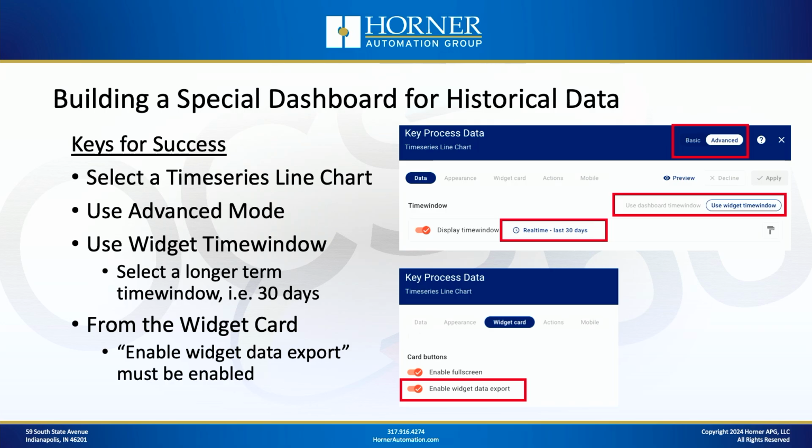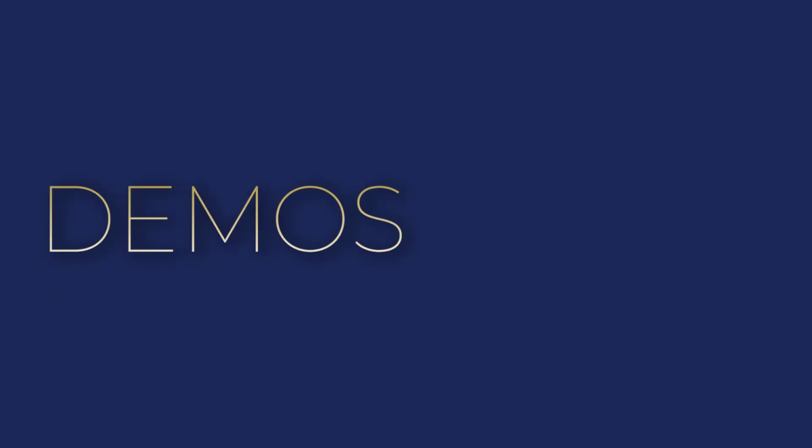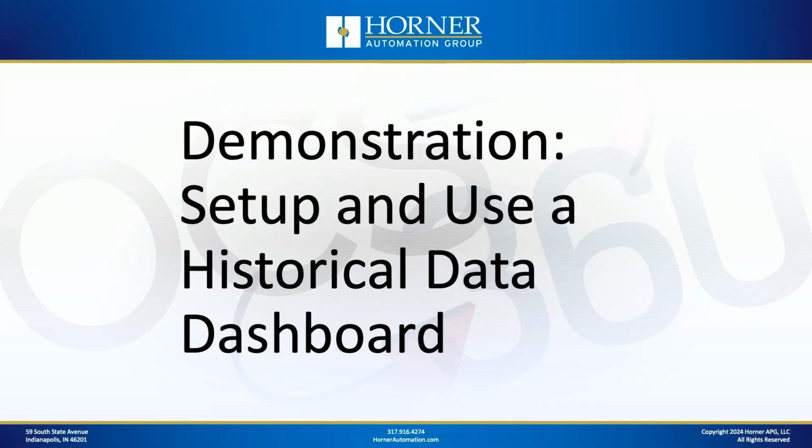All right. And then from the widget card control, or tab, if you will, you're going to want to make sure as you scroll all the way down that enable widget data export has been enabled. So those are kind of the keys to success as you set up that special dashboard to make sure you have a long-term range of historical data that you can download with a single click. All right, let's go ahead and get right to the demonstration and show you how to set up this historical data dashboard and also how to use it.